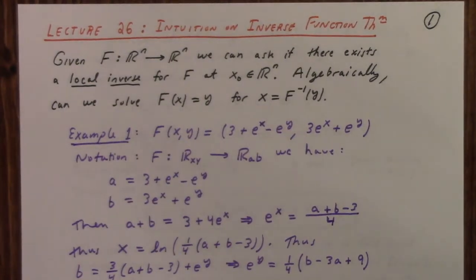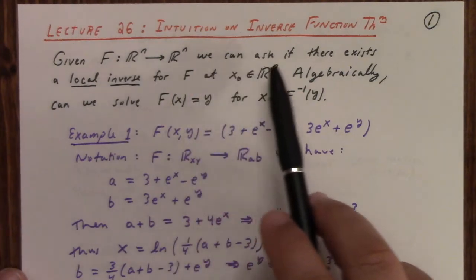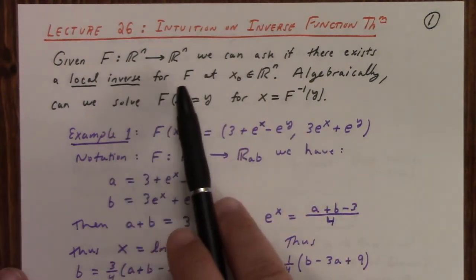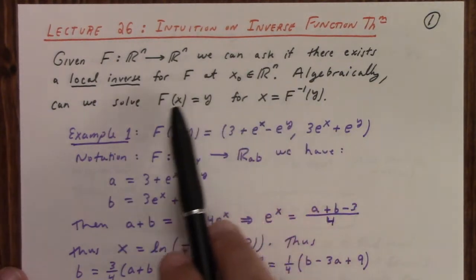This is lecture 26 on intuition on the inverse function theorem. And perhaps I should say inverse mapping theorem, because that's really what I have in mind here. But anyway, given a function from Rn to Rn, we can ask if there exists a local inverse for f at x naught in Rn.